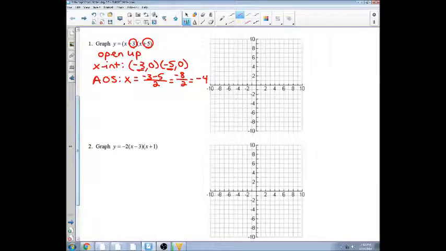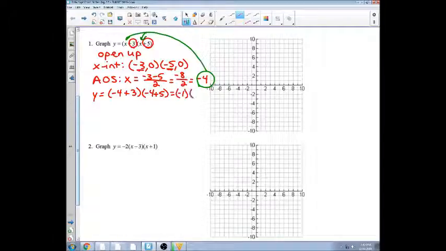Okay. Now I need to find my y value for my vertex, so I'm going to take negative 4 and plug it back into my equation for that x and for that x. Okay. So I would have negative 4 plus 3 times negative 4 plus 5. Well, negative 4 plus 3 is negative 1. Negative 4 plus 5 is positive 1. So my y value will be negative 1. That means my vertex is just my x value, so negative 4, and my y value, so negative 1.